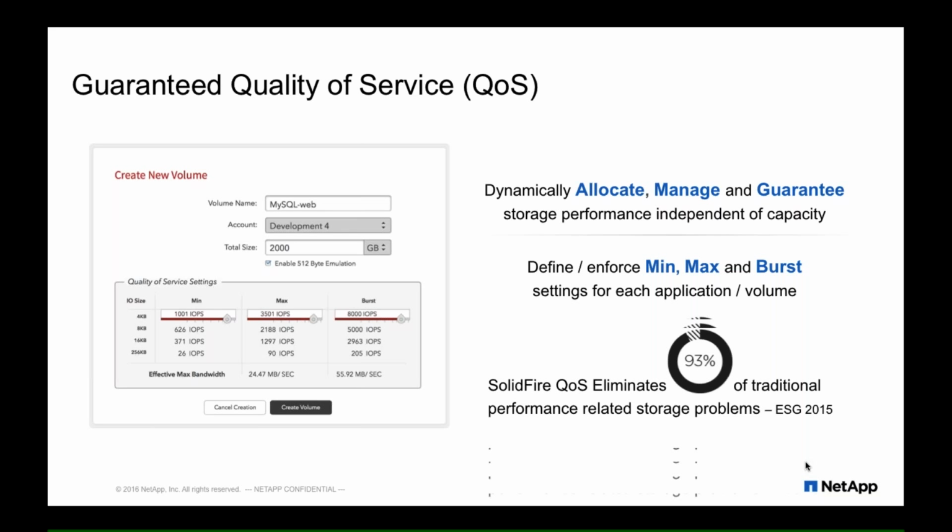These can also be dynamically adjusted. So if you decide to use a default quality of service, but you want to make some tweaks as you get closer to month end, I can go in and make those tweaks, and those will be instantaneously applied to the environment.